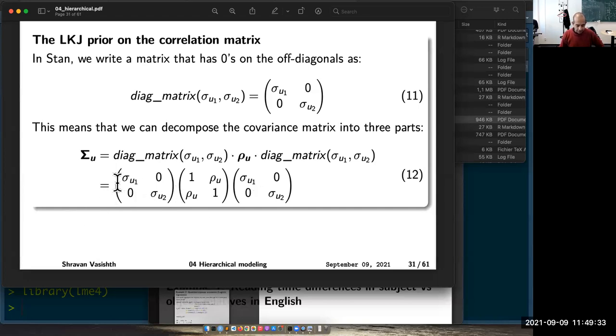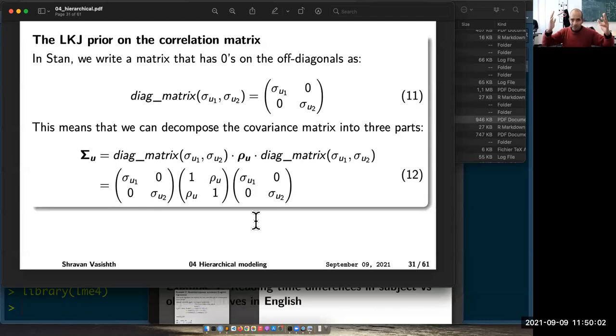If you are familiar with matrix multiplication, to multiply these matrices I would have to multiply this row with this column to get the product here. So it would be sigma u1 multiplied with 1 plus 0 multiplied with rho u. That would give me sigma u1 here, right? And so on. And then once I've done this multiplication, I would multiply that entire result with this matrix.